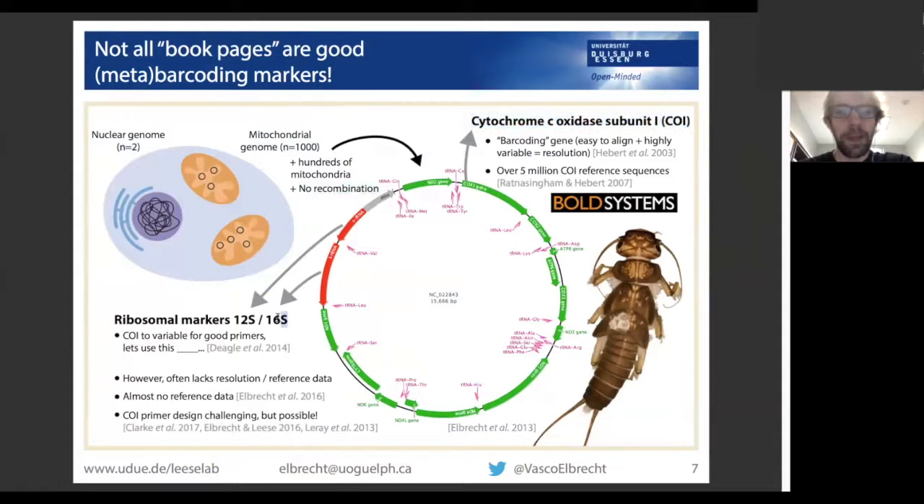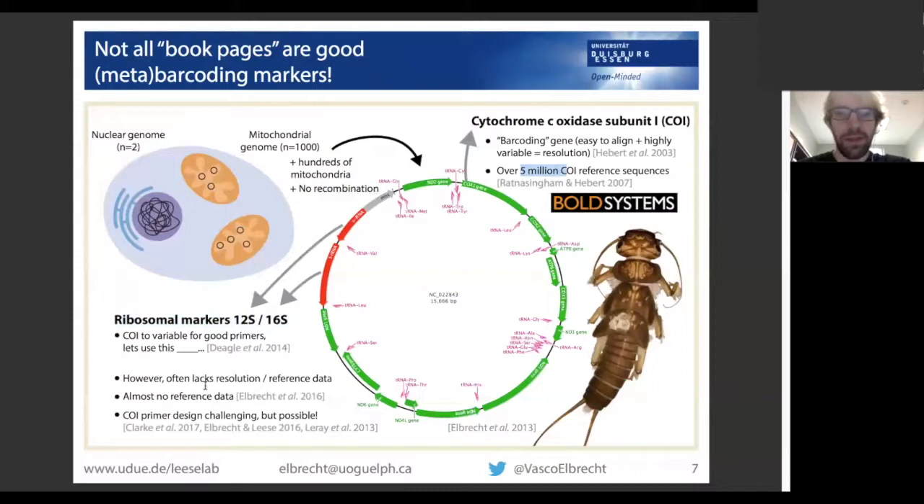However, and this is kind of important, some other people say, well, this gene is highly variable, so it's very difficult to create those primers to copy this one paragraph of your book. So they recommend to use another marker, which are ribosomal markers. And while it's true that primers are easier to design for those regions because they have conserved regions, the issue here is that we don't really have reference databases. So for CO1, we have over 5 million references, and for ribosomal genes, we don't have too many.